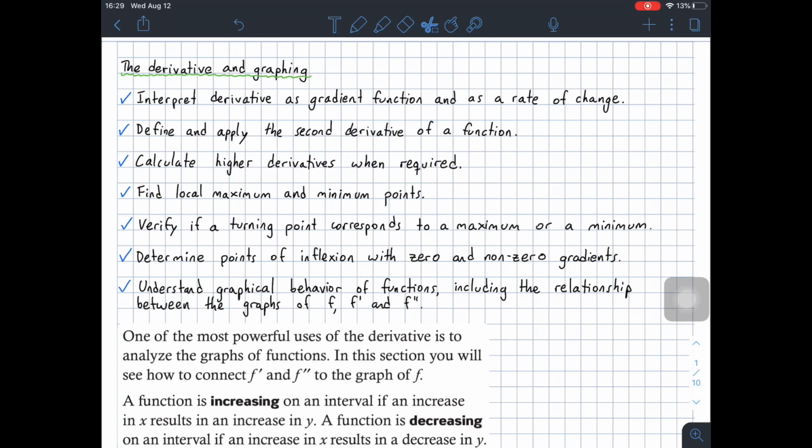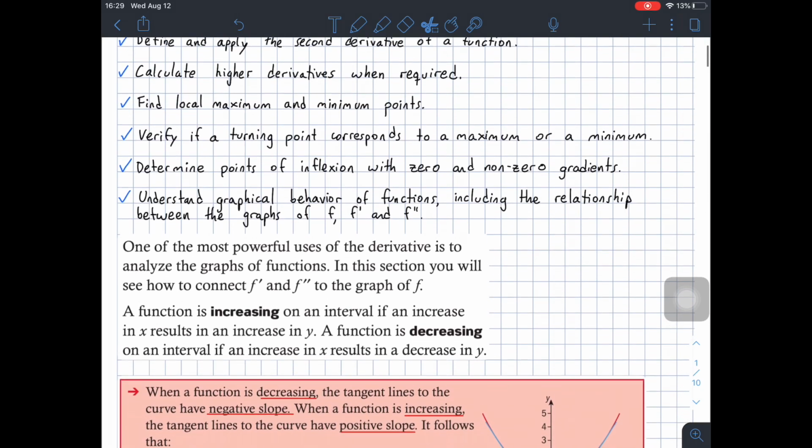Objectives: interpret derivative as gradient function and as a rate of change. That's something you already know. Define and apply the second derivative of a function. You already know how to find the second derivative, but we're going to see how it applies to graph analysis. Calculate higher derivatives when required. You know that already. Find local maximum minimum points. We're going to see that very important application of derivatives.